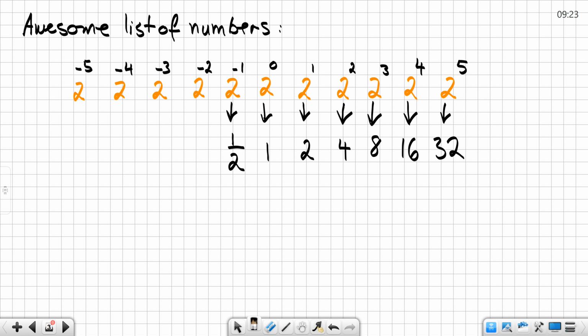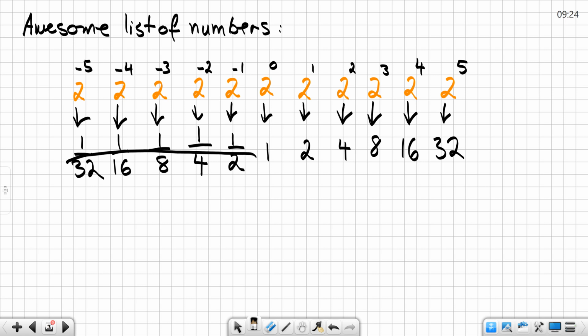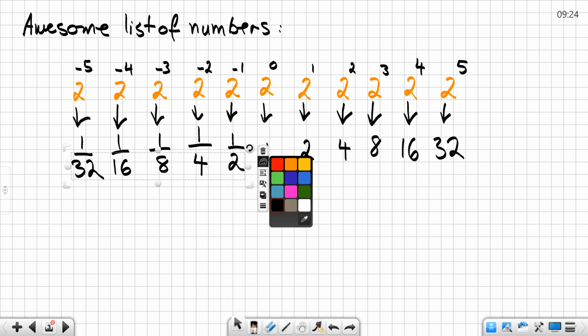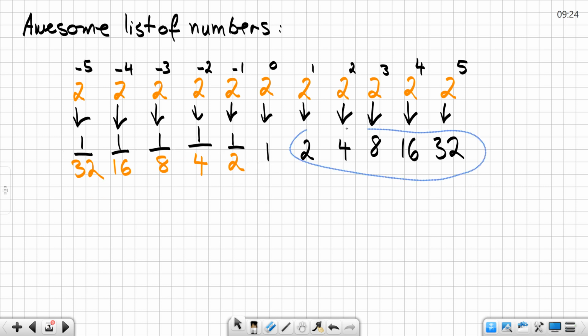2 raised to the negative second is the same thing as 1 divided by 2 to the positive second, and that is 1/4. And if we continue this list, you will see what happens. This is 1/8, this is 1 over 16, and therefore this is 1 over 32. So look at these numbers. Look at these numbers down here. And notice these numbers over there. So the left side is just the reciprocal of the right side.